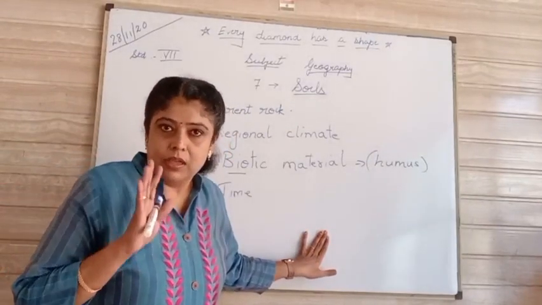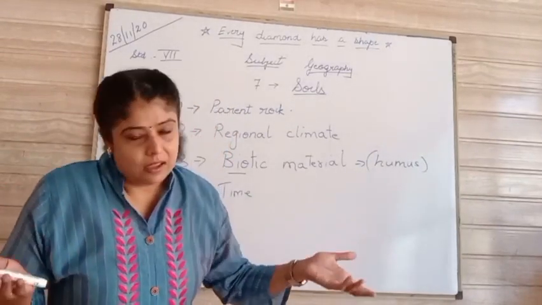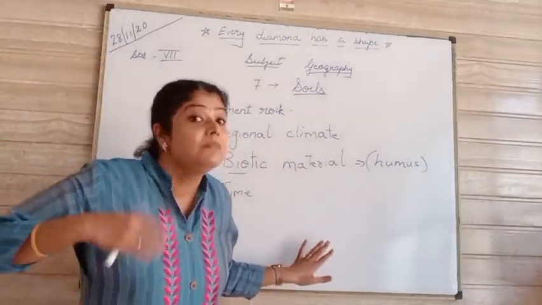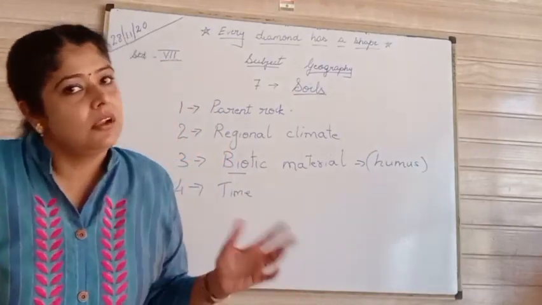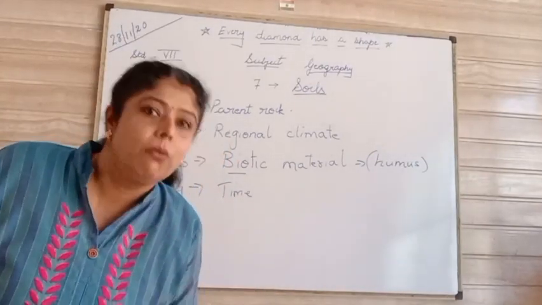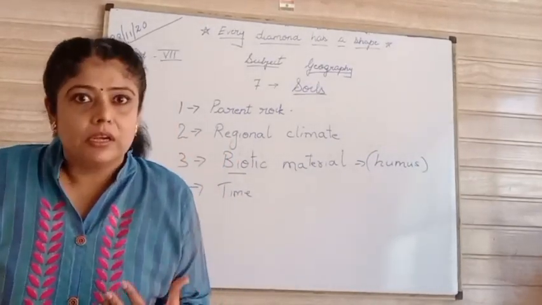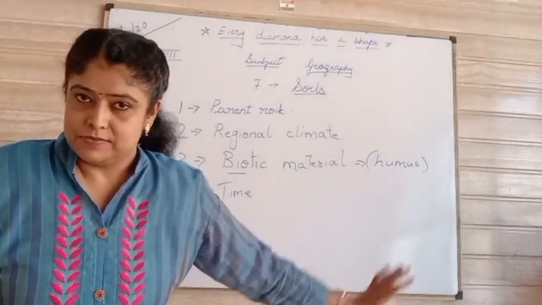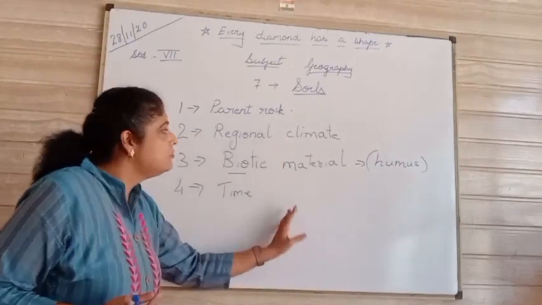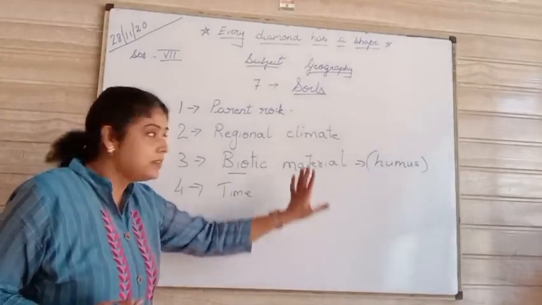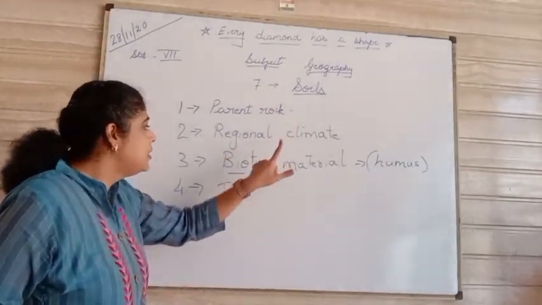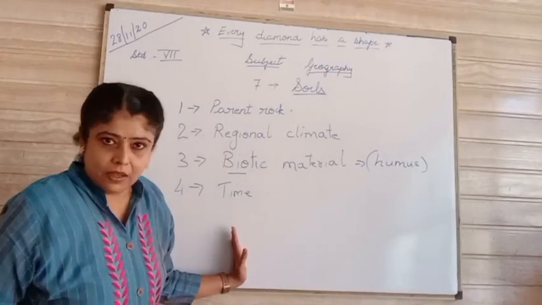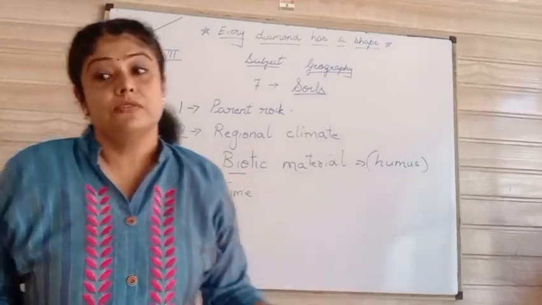So if the temperature is very high and there's heavy rainfall, the process of the formation of the soil becomes faster. But if the rainfall is low and the temperature is also low, it will take a very long time for the soil to be formed in that particular region. So understood here, these are the factors on which the formation of the soil depends: the parent rock, regional climate, biotic material, as well as the time. Okay, now let's come to the next part.